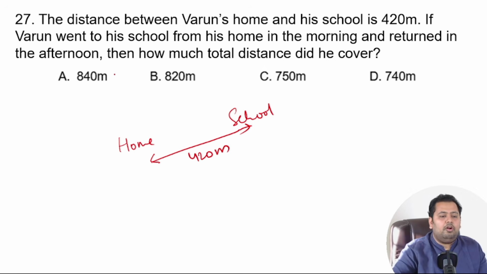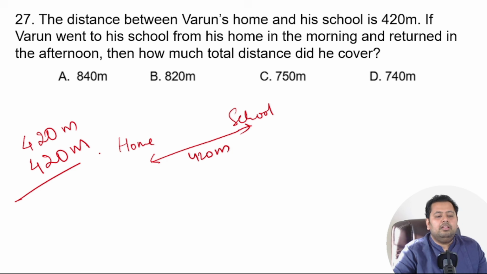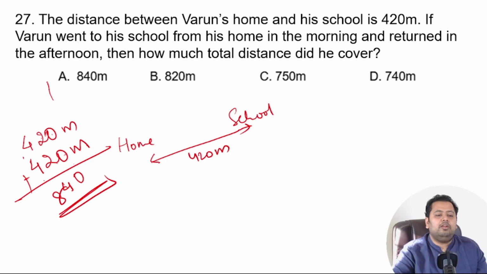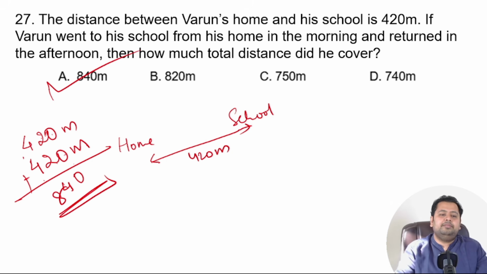Great. So I guess you would have got the answer correctly. It is nothing but, he goes 420 meter in the morning. He again returns 420 meter in the evening. If you just add both of these, you will get the correct answer because he travels the same distance twice. 0 plus 0 is 0, 2 plus 2 is 4, 4 plus 4 is 8. It is 840 meter. Option A is your correct answer.